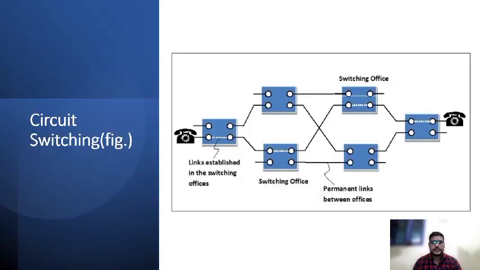This figure shows how circuit switching is set up. First of all, links are established between two devices and the data is transferred between them. So this is how circuit switching works. Let's move to the next topic.